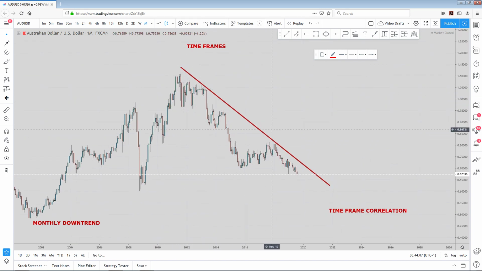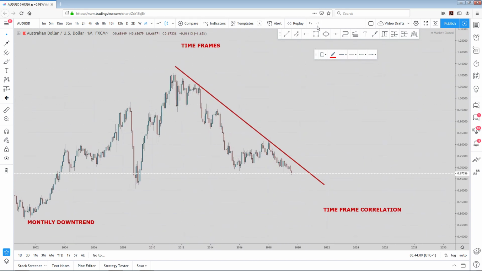Okay, so we got our monthly time frame. Just make a note, because we're on the monthly, since we've been in a downtrend for a long time, there's the saying, the trend is our friend. That means we should trade in the same direction as the overall trend. And on the monthly, the overall trend is down.